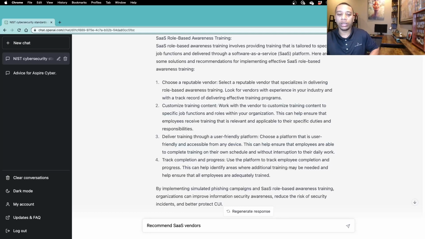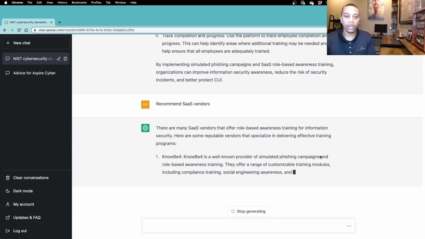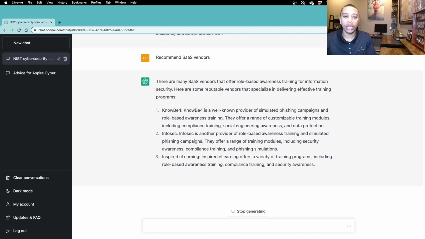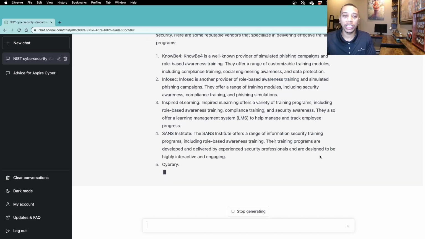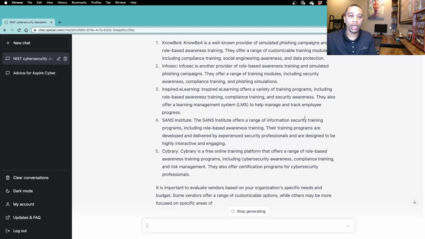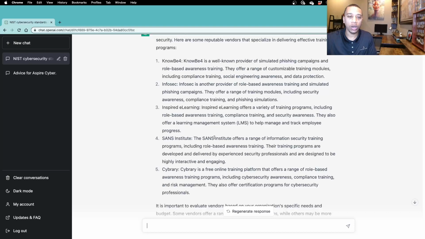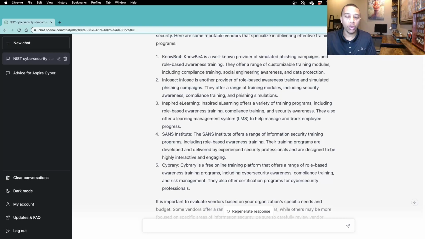So say recommend software as a service vendors. I was hoping they would mention that one; it's a popular one that a lot of organizations use. I'm not familiar with it, and I think it is pretty good. InfoSec offers some solutions. SANS Institute, Cybrary.